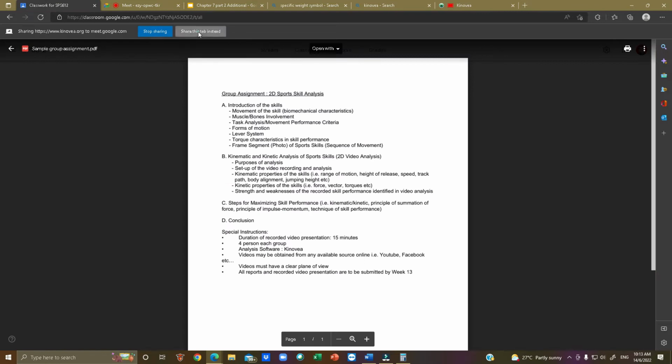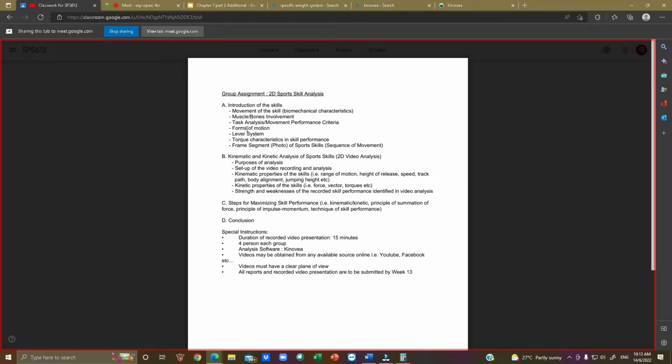Alright, so for the assignment, you are going to have a 4-section assignment where the first section is about the introduction of the skill, where you need to introduce the skill itself. Okay, apa benda yang kamu buat. Let's say you take soccer, so you take free kick in soccer. Based on the sport, just choose one skill. In the first section, you need to introduce the skill, the movement of the skill, how we conduct a free kick.